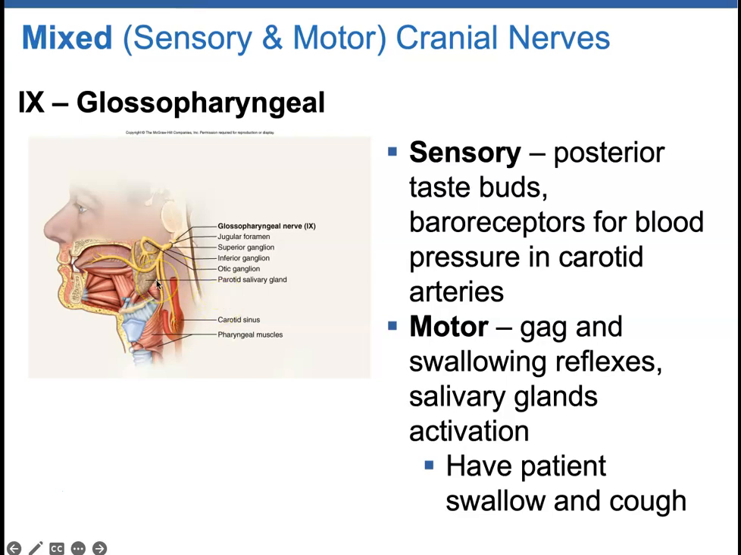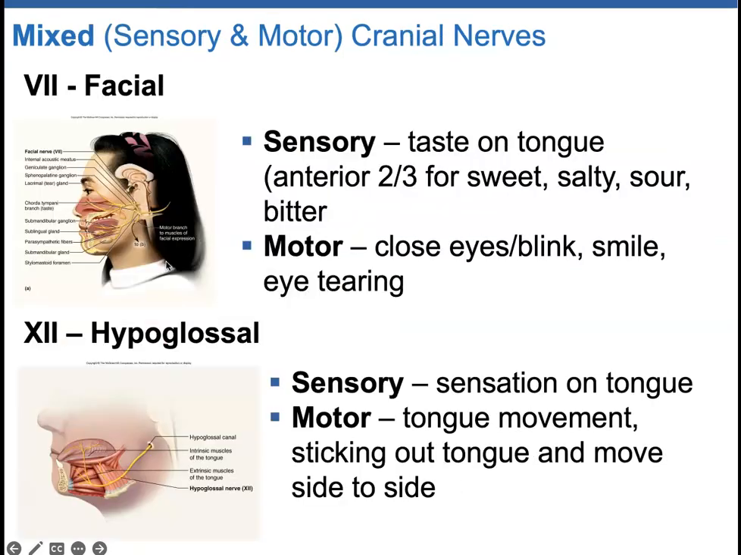So you can ask your patient to swallow, and that is going to give you indication if the glossopharyngeal is working. Same with your hypoglossal. You can ask the patient, is it swallowing? With your facial, you can ask your patient to blink and then also to smile.